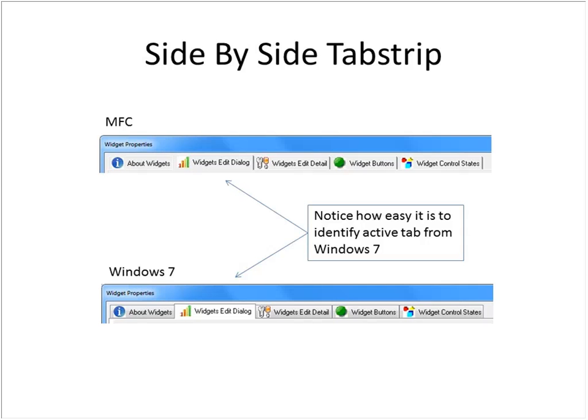So now on your tabs, the active tab changes to a white background. All the other tabs remain as a gray background. So for the user, it's immediately obvious which tab is the active tab. It just looks better. It looks crisper. It's much more user-friendly.